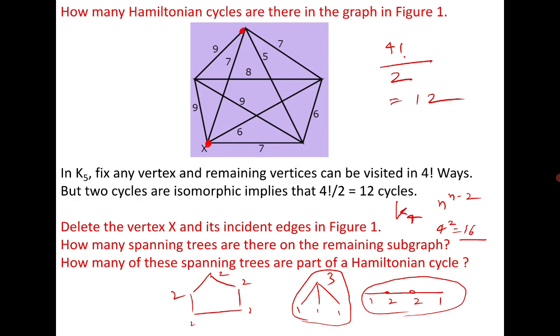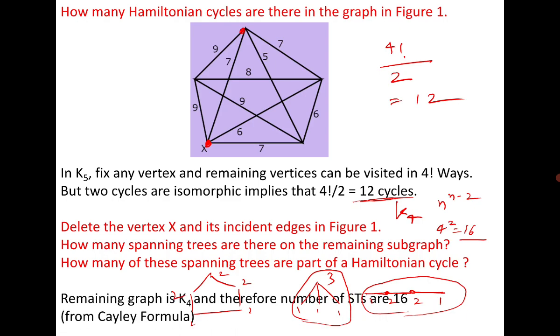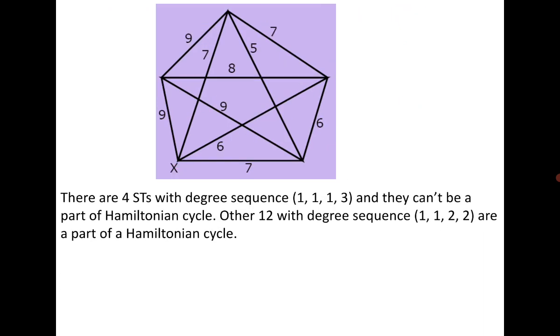You can also observe that each of these 12 cycles would have this spanning tree 1, 2, 2, 1. So out of 16, there are 12 spanning trees which are part of a Hamiltonian cycle, while 4 are not part of the Hamiltonian cycles.